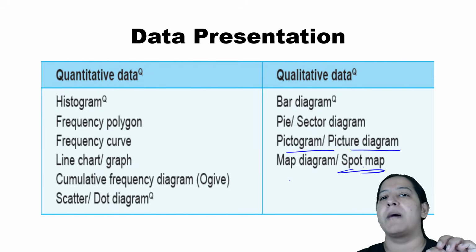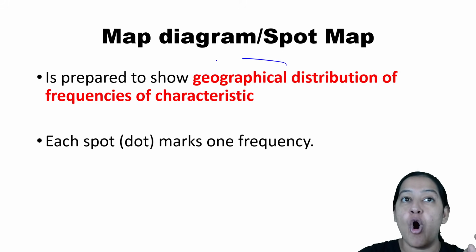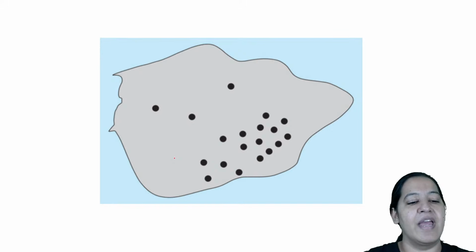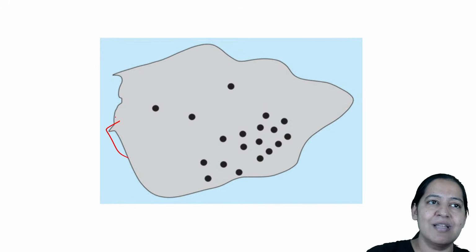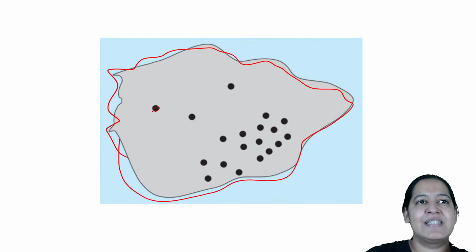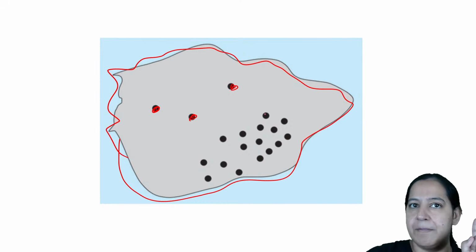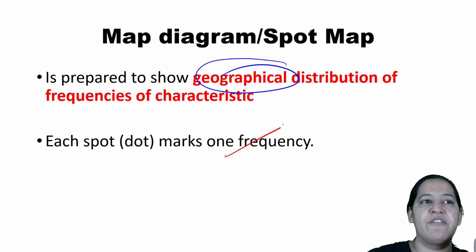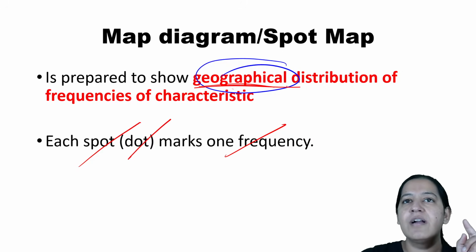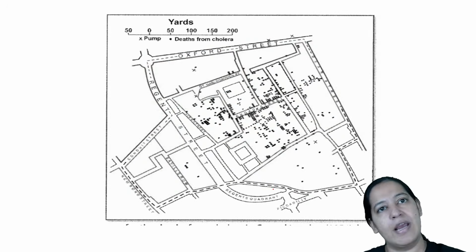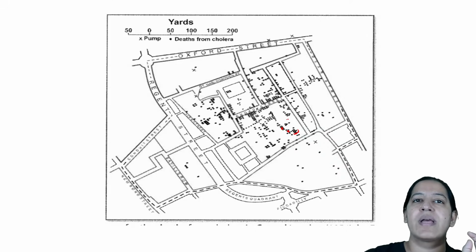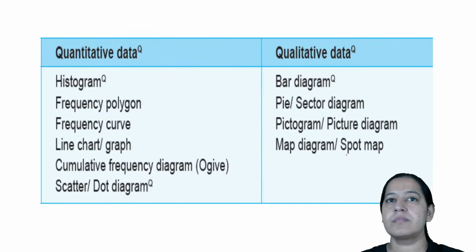Done. Coming on to spot maps or map diagrams. Spot maps show the geographical distribution. We will take the map of a place. For example, this is a map of Mumbai, this is a map of Delhi, anything can be there. So this is the map. Of course, it is not a map of India. It can be a map of any place, and we will mark one dot meaning one person. So here one dot is representing one frequency, one person. So that is the geographical distribution of frequency of characters. It is again qualitative. You can see this is the map of London, and here Golden Street. You can see the frequency. So that is the map diagram.